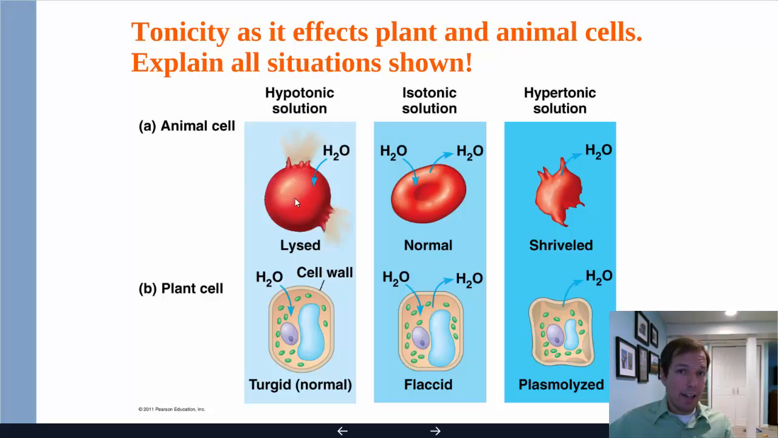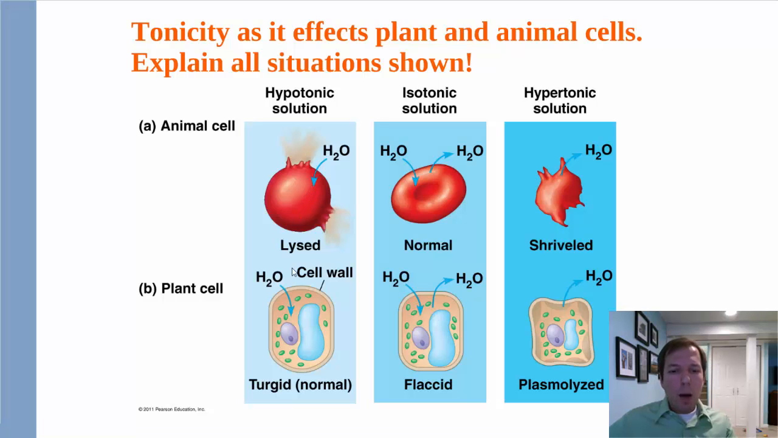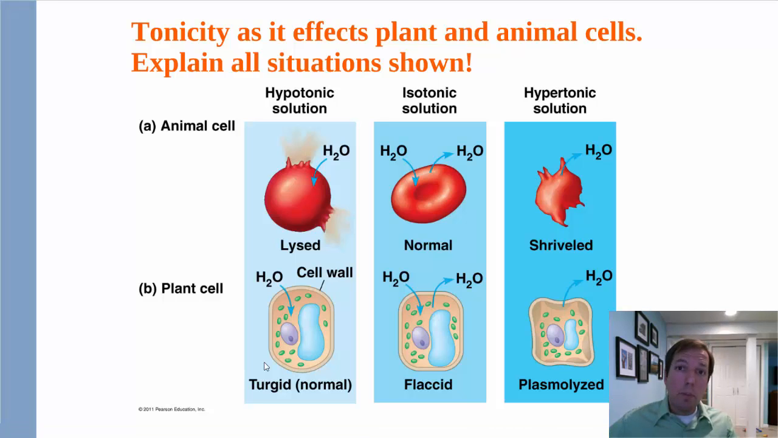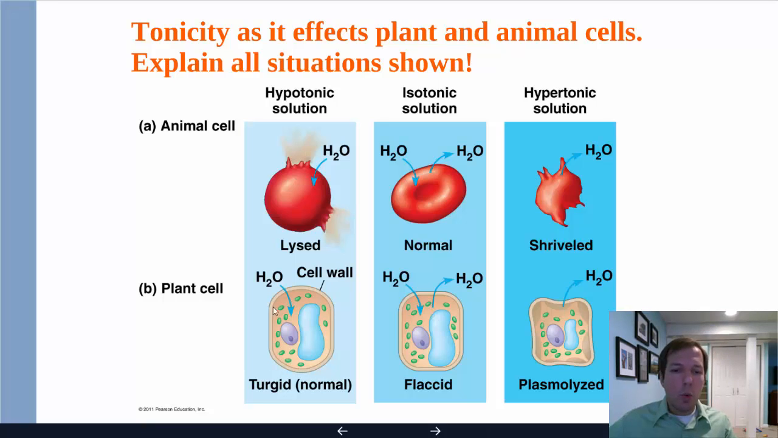It moves into the cell and fills up the cell with water, and if there isn't a cell wall present, that could cause the cell to burst. That's called the process of lysing. A cell that is lysed has been filled up with water to the point that it explodes, much like an overfilled balloon. Plant cells have a cell wall, which helps protect the cell from exploding. So plant cells are actually well conditioned with that cell wall to prevent that process from occurring.